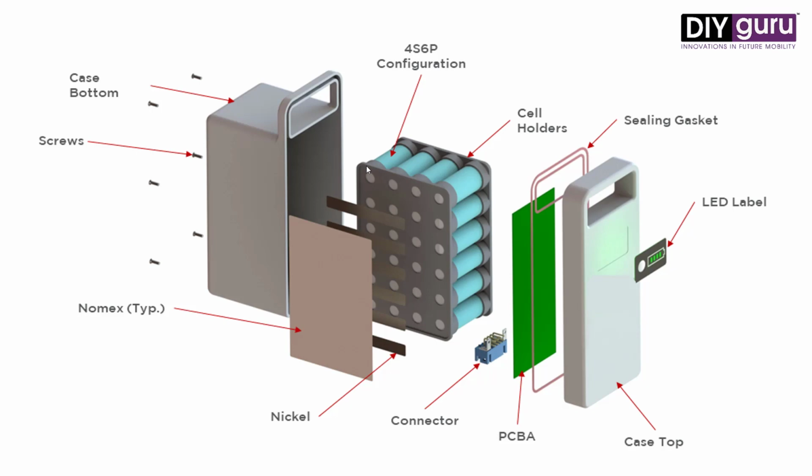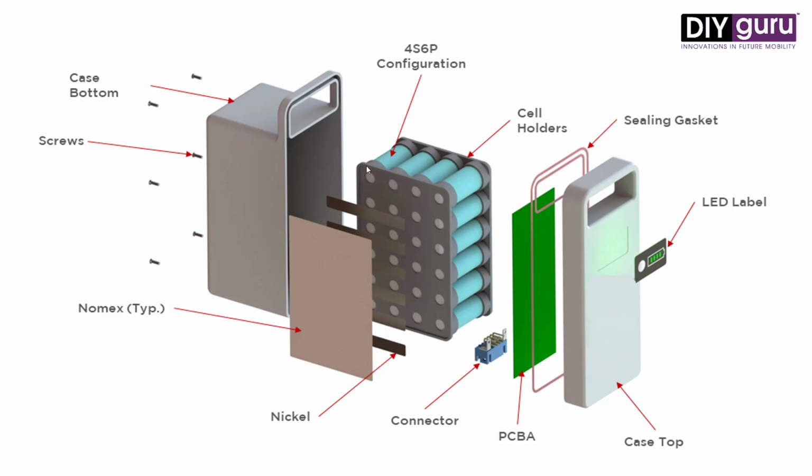IP67 is a general standard which says that our battery is dust free and waterproof. So in any case, if there is rain, or it comes into contact with water, there are very few chances that the water will seep into the battery.